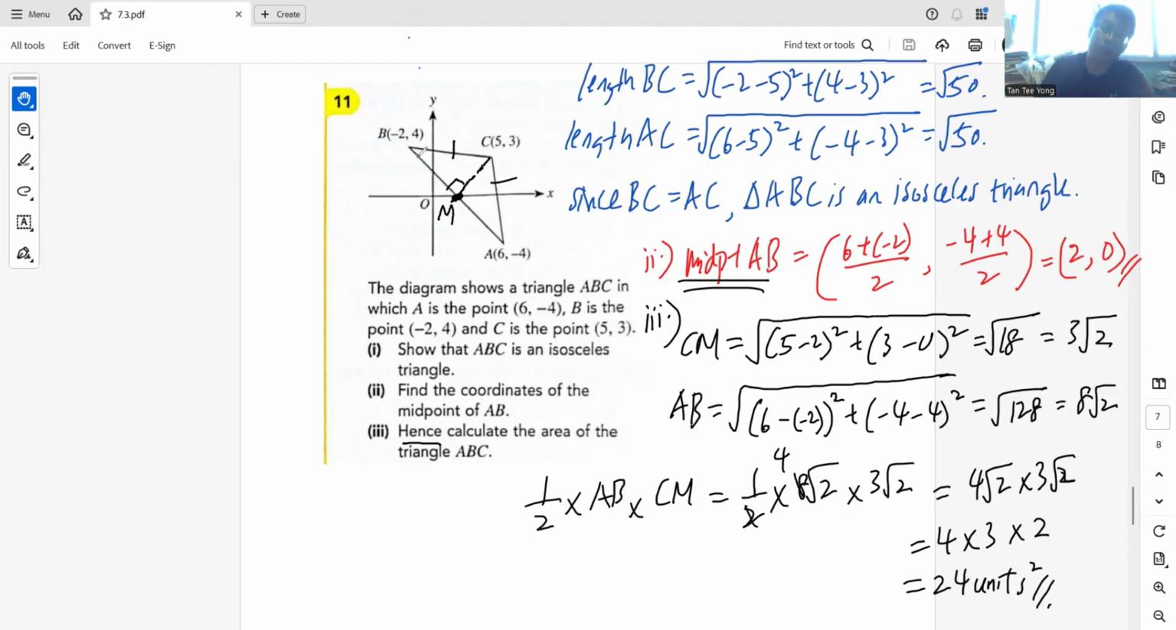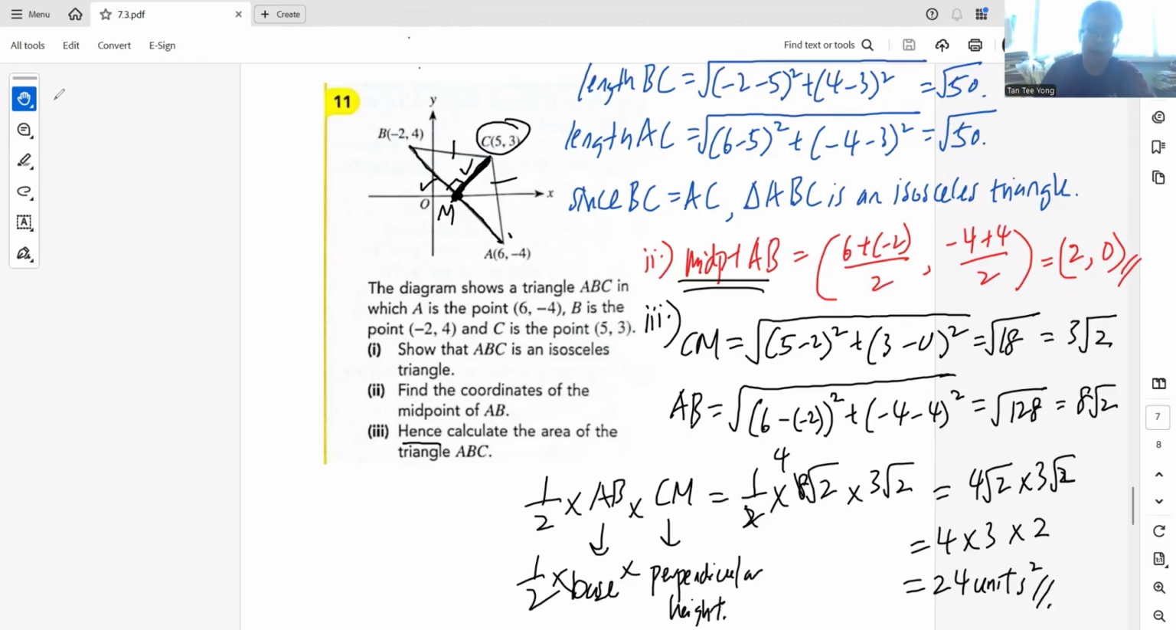Just take note, because this is an isosceles triangle, the perpendicular distance from C to the line AB will touch the midpoint of AB. That's why CM is the perpendicular height corresponding to this base AB. So that's why I need to find these two lengths, and then do half times base times height. Just to be clear on this.